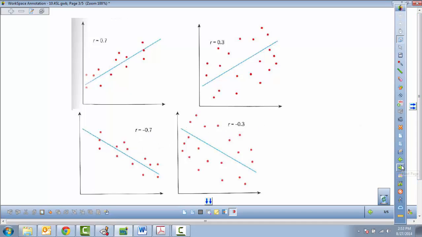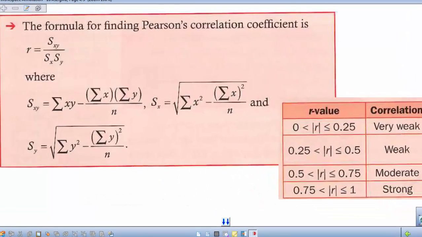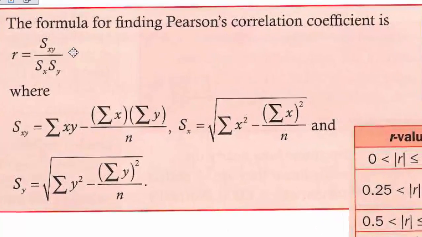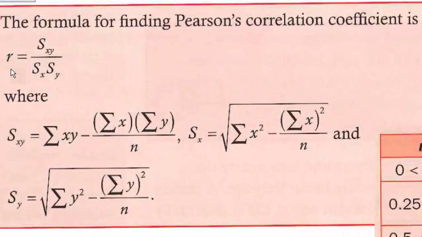Now, how do we determine what this is? It's similar to how we came up with the slope in the previous section, but here's the formula for R. It's S sub xy divided by S sub x times S sub y. It's very similar, but now we're not doing S sub x squared on the bottom, we're putting S sub y in there.